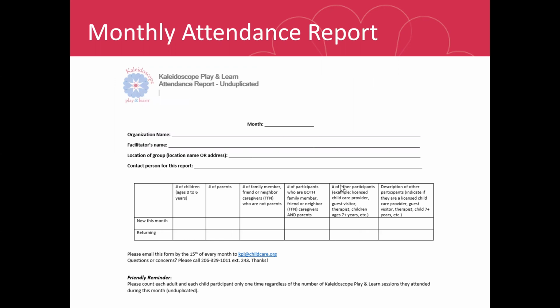This is an example of the monthly attendance report and how it looks. So you can see you have the month, organization name, facilitator's name, location of group, and contact person in the different categories that I mentioned. And you can see the two rows, new and returning. So this is anyone who is new attending that month, and returning is anyone who is returning to that group.